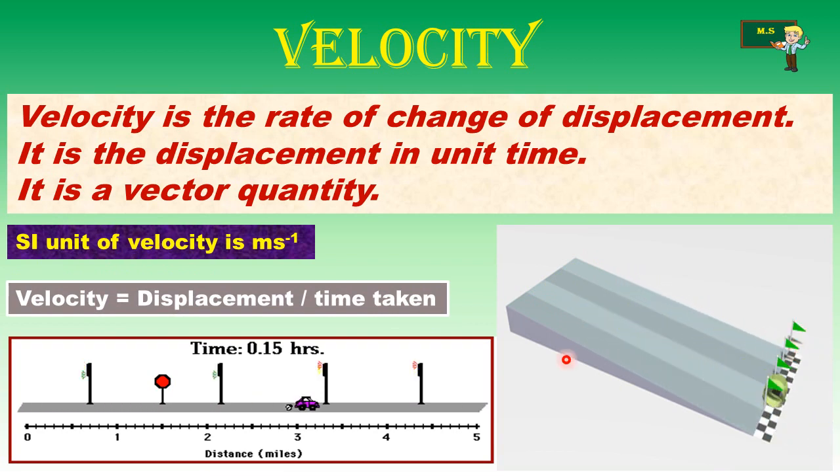The velocity is equal to displacement per time taken. Here you can see the displacement of some balls with respect to the time taken. There is a difference between the displacements because the time taken by each and every ball differs.